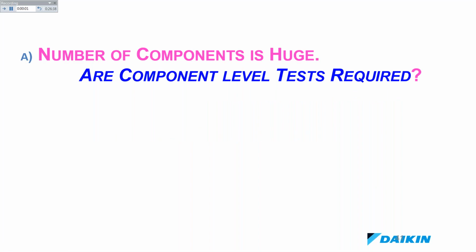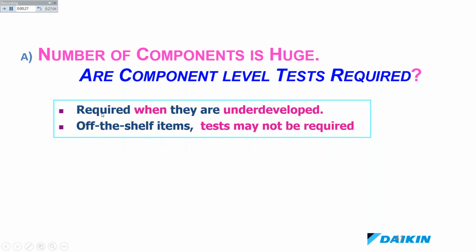So the number of components is huge. Any component in a washing machine, probably 400, in some systems, thousands. In real applications, about 80% to 90% are like 100% reliable. They don't fail during their design life. But of course, the other 10 to 15% give the trouble. So do we really have to do single component level testing? The answer is yes, when they are under development.